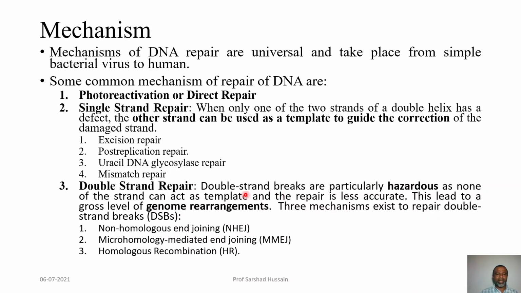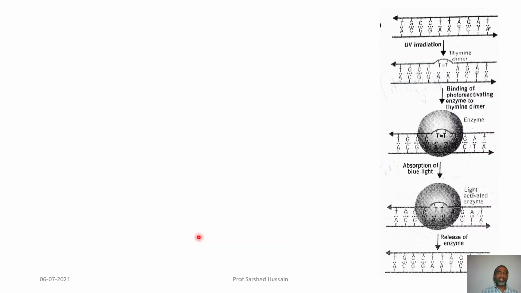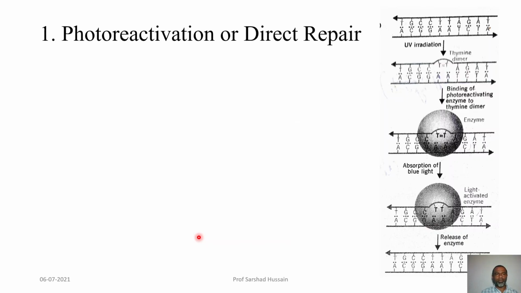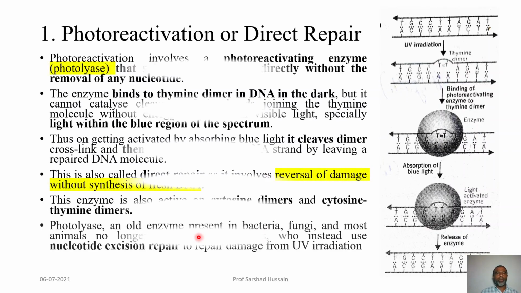There are some mechanisms which are associated with the repair of the double strand of the DNA also, like non-homologous end joining, NHEJ, microhomology-mediated end joining, MMEJ, and homologous recombination, HR. Let us look at each of them one by one.